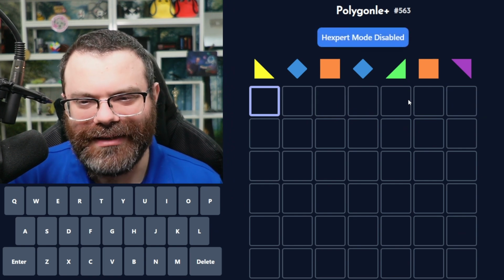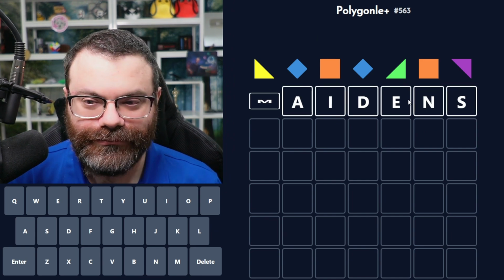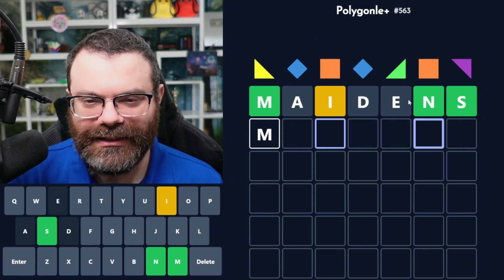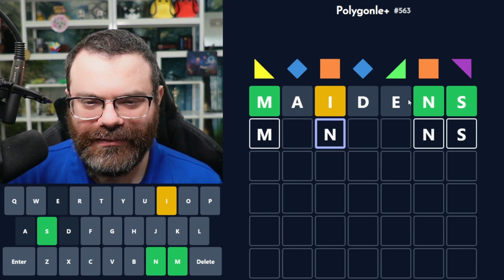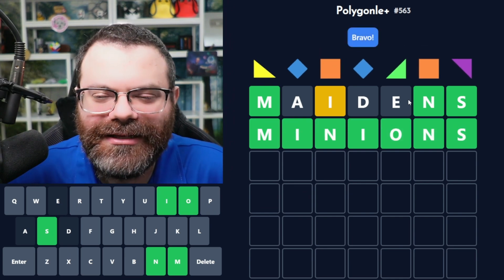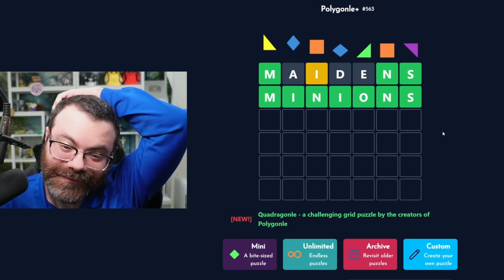So do we want to do like maidens today? I think maidens is good. Oh wow, maidens is really good. So that's an M. This is NS. This has to be an I. It's minions. Wow. I didn't think of IONS as a suffix to try. Maybe I should have. There's so many suffixes that I just can't remember them all.